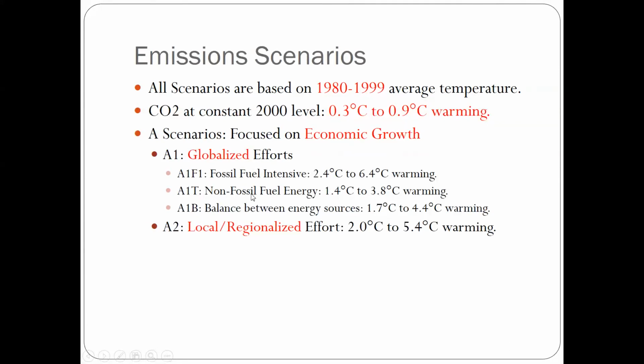This one, the A1T, is if we completely give up fossil fuels, and A1B is transitioning in a way. This is kind of like the hybrid car of the world. This is like the gas guzzler, this is like the Tesla, this is like the hybrid. And then A2, as I said, rather than being globalized, it's localized, meaning every country does different approaches.